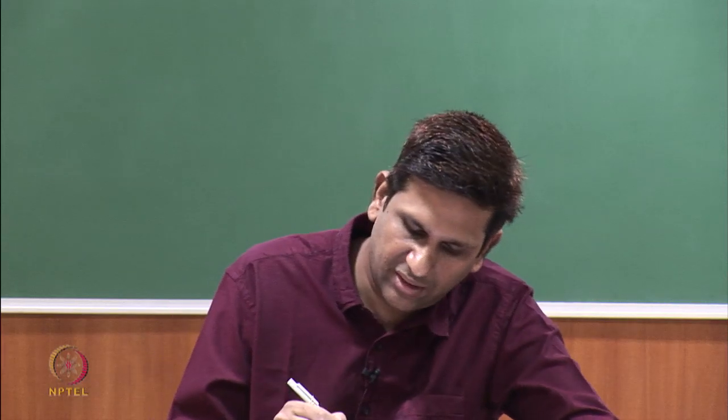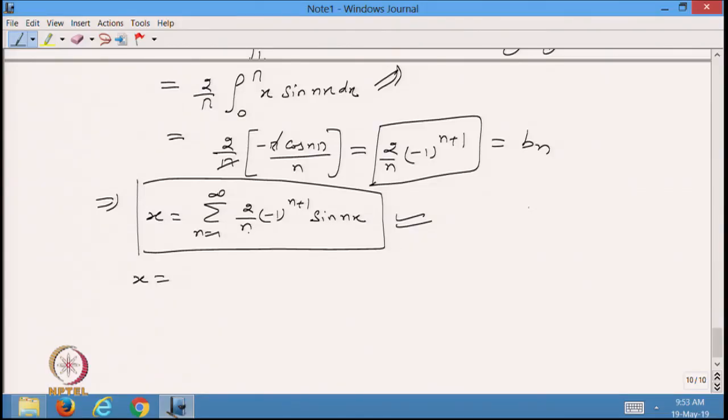If you expand this, I can write this series as: when n is equal to 1, it becomes positive, so it will be 2 sin x. Then when n is equal to 2, in that case this will be minus, so minus 2 by 2 sin 2x. Then for 3, it will be 2 by 3 sin 3x, minus 2 by 4 sin 4x, and so on.